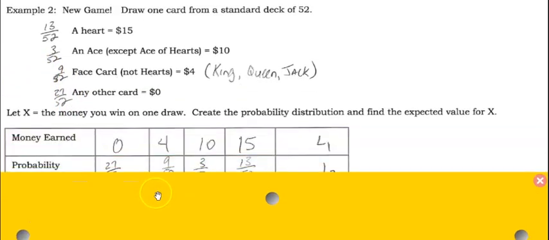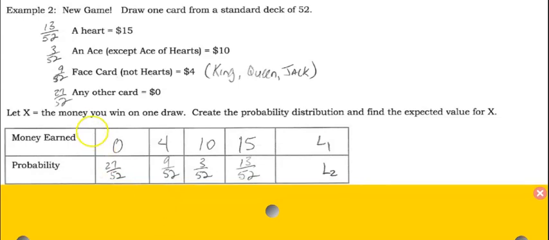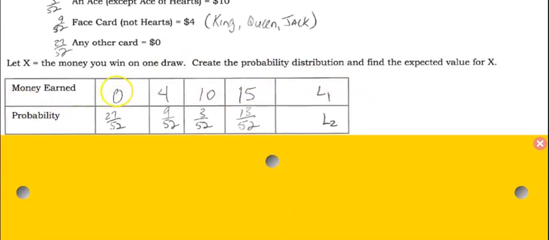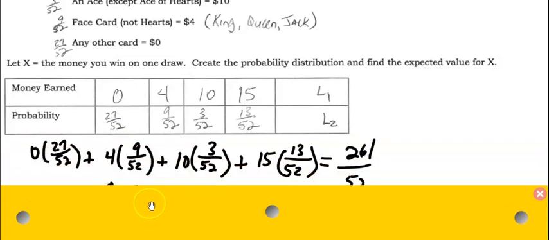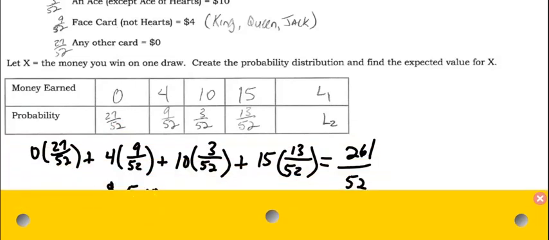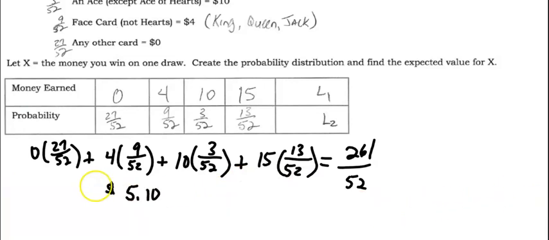Complete the table as we just did. It should look accordingly. Find the expected value. Do it manually, meaning multiply 0 times 27 over 52, 4 times 9 over 52, and so forth, and then compare it to what you get when you use the calculator. Pause the video, take a moment, and get that done. You should have 261 over 52, which ends up being $5.10 each time we play the game. That is the expected value.